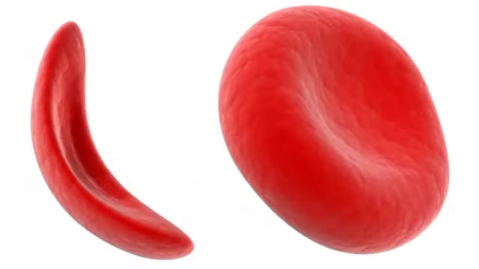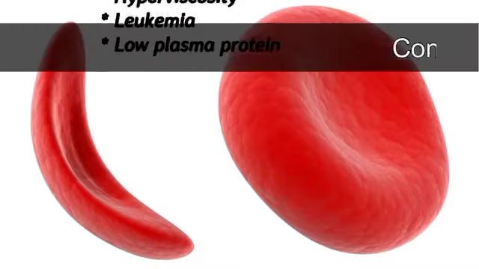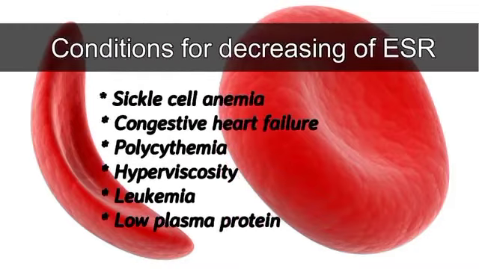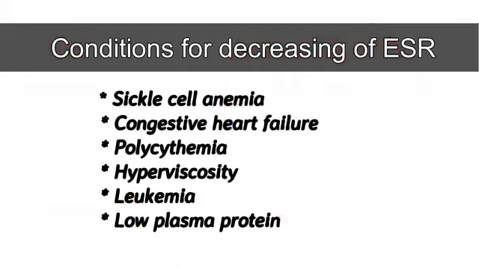On the other hand, if the viscosity of the blood is high or due to some abnormal shapes of RBCs, the red blood cells would be slow to fall to the base, thus lowering the ESR. Okay, now let's see some conditions for decreasing of ESR: sickle cell anemia, congestive heart failure, polycythemia, hyperviscosity, leukemia and low plasma protein.